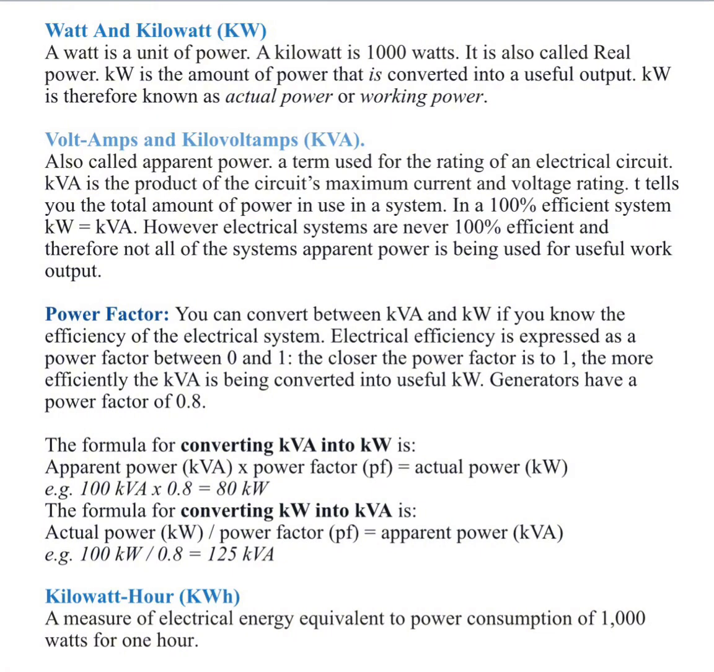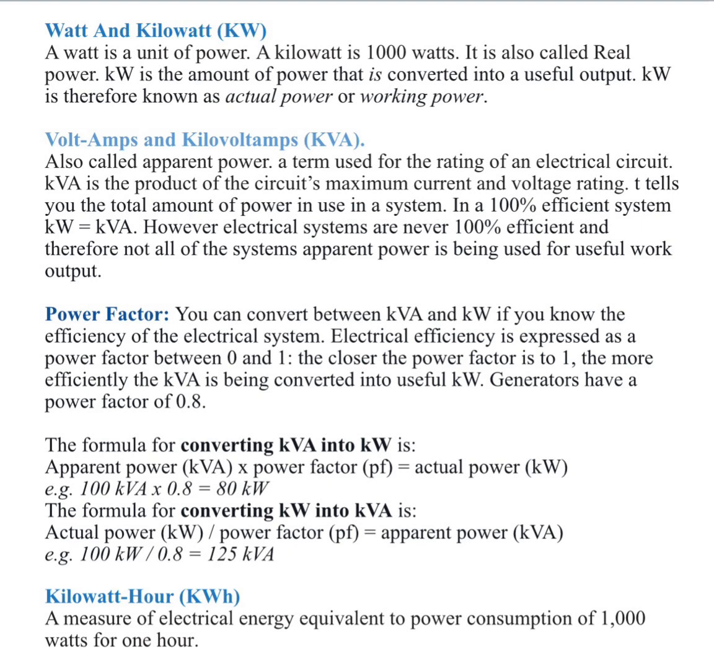You will see systems rated in 100 watt, 200 watt, 300 watt, and the likes. So what is a watt? A watt is the unit of power. A kilowatt is 1000 watts. When we say 1 kilowatt, it means 1000 units of power. It is also called real power. Kilowatt is the amount of power that is converted into useful output.